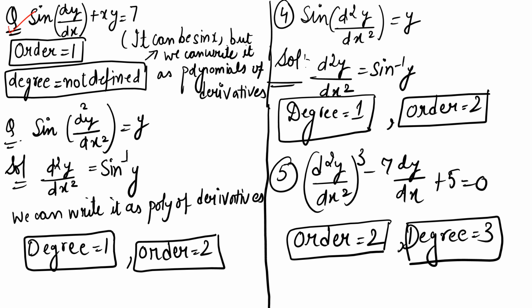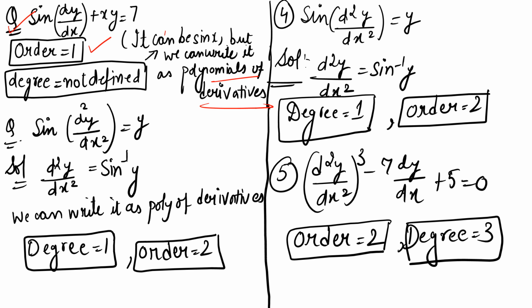Next question is sin of dy upon dx plus xy equal to 7. Find the order of the differential equation. What is the highest occurring derivative here? That is the first order derivative, so the order is 1. Degree is not defined here. Why is the degree not defined here? Because it can't be expressed as a polynomial of derivatives.